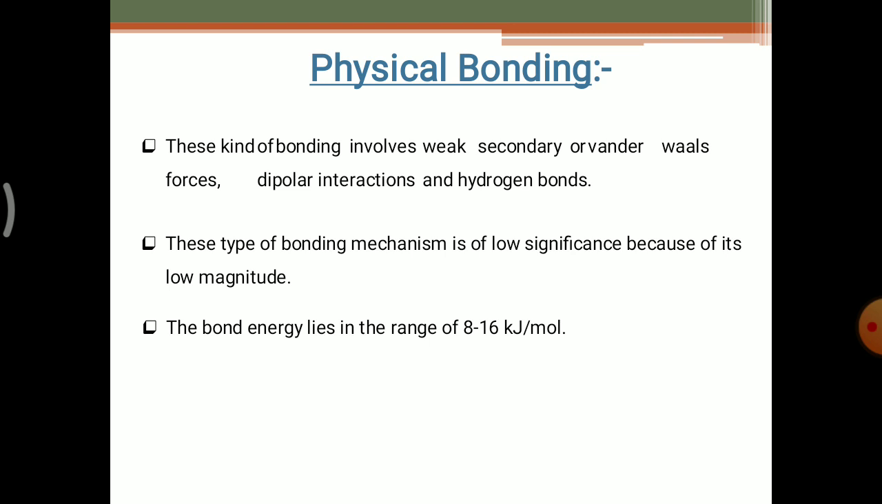Next, this type of bonding mechanism is of low significance because of its low magnitude. Last, the bond energy lies in the range of 8 to 16 kilojoules per mole. That is the bond energy in physical bonding, where we are using hydrogen bonds and van der Waals forces.